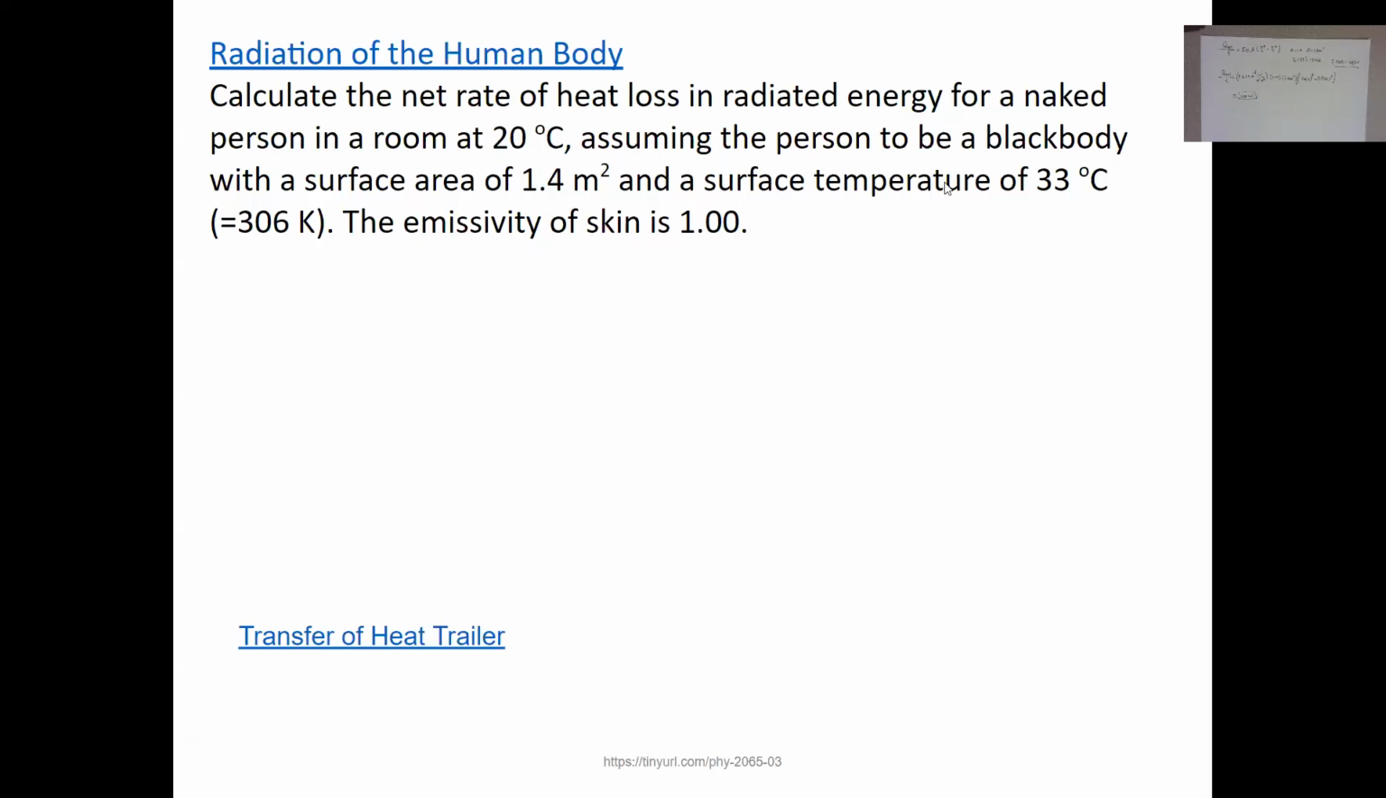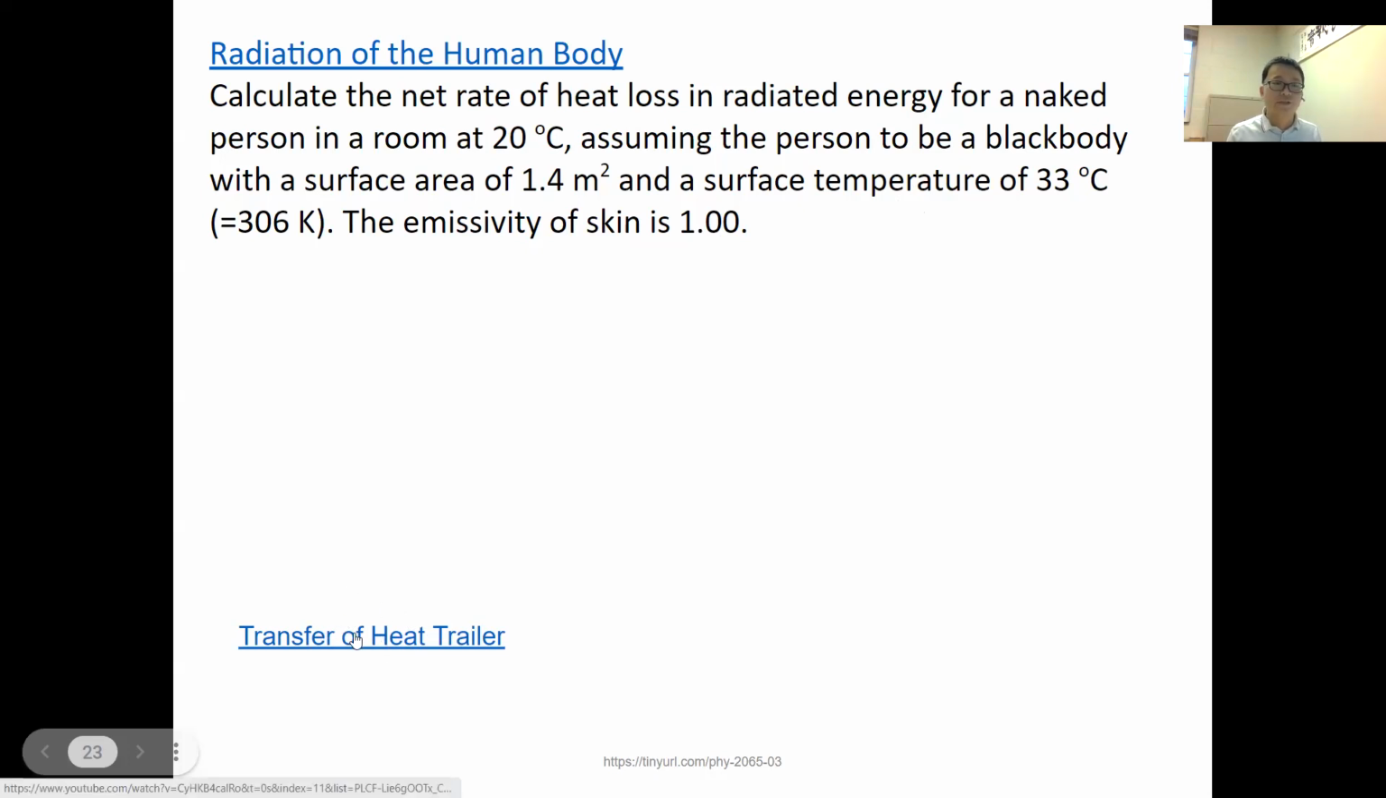Let me go back to the PowerPoint slide over here. There's a video here for you to check yourself, so you can click on here. This is about the heat transfer of the cooking process.